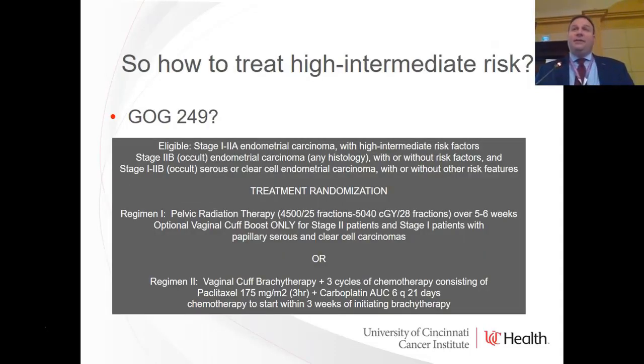So how do we treat these high intermediate risk patients? Well, the GOG-249 trial, which recently did have data reported, was a very complicated trial that took a long time to accrue. And it probably will affect somewhat the interpretation of the data once it's all available. But these were stage 1 to 2A women with endometrial cancer with high intermediate risk factors, and then also included high-risk histologies, serous and clear cell cancers, as well as some stage 2B cancers. So a somewhat heterogeneous group, and they were randomized to whole pelvic radiation therapy versus vaginal cuff brachytherapy plus 3 cycles of carboplatin and Taxol chemotherapy.